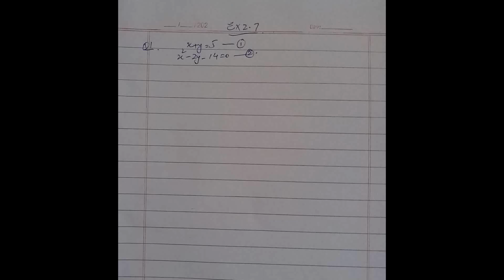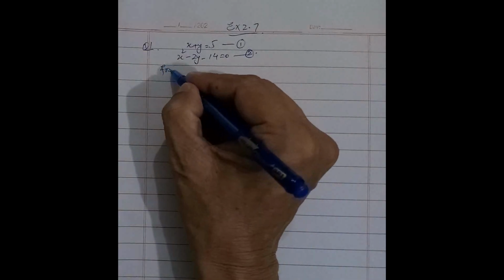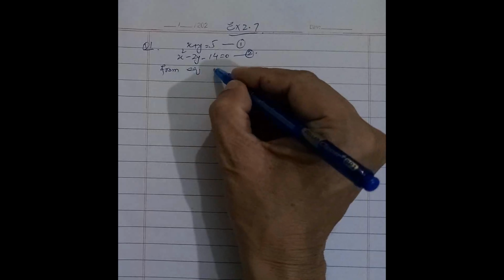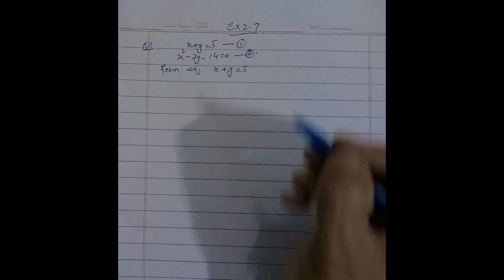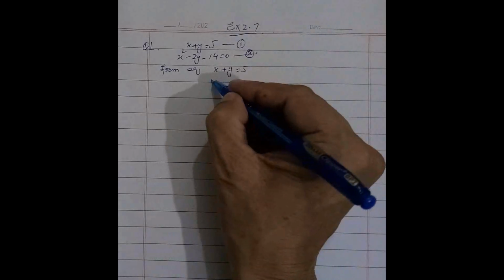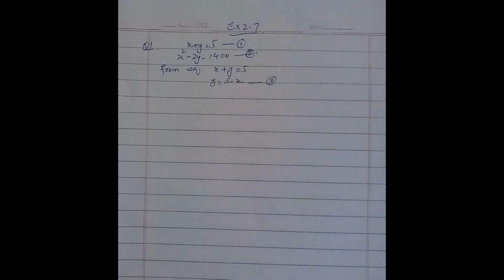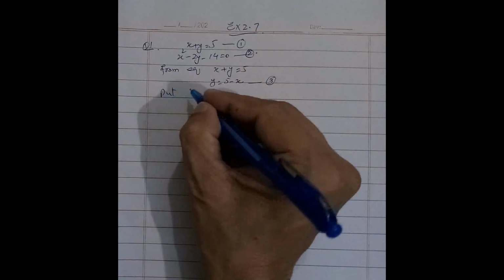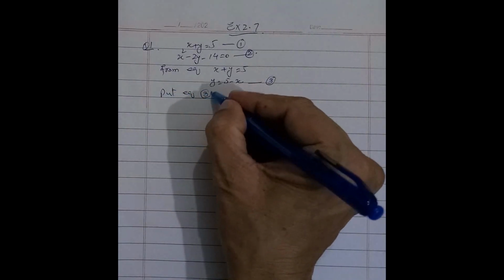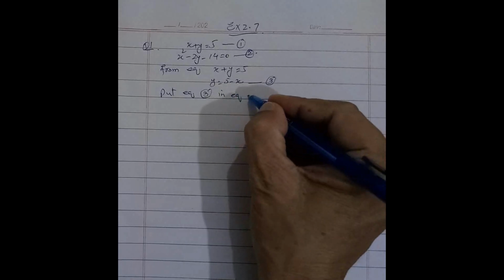Now we take the one value from question 1 and put it in the second, in substitute. Now take from question 1, x plus y is equal to 5. And we take here y is equal to 5 minus x. It is question 3. And now we put question 3 in question 2.